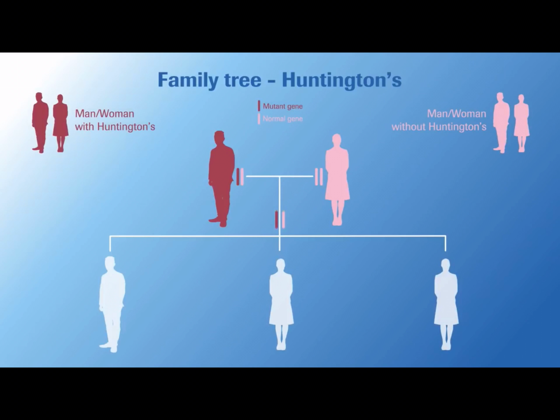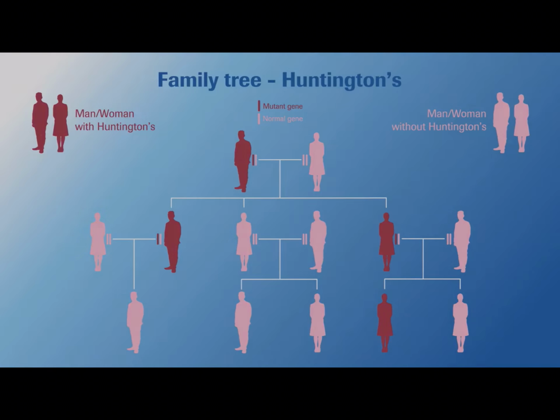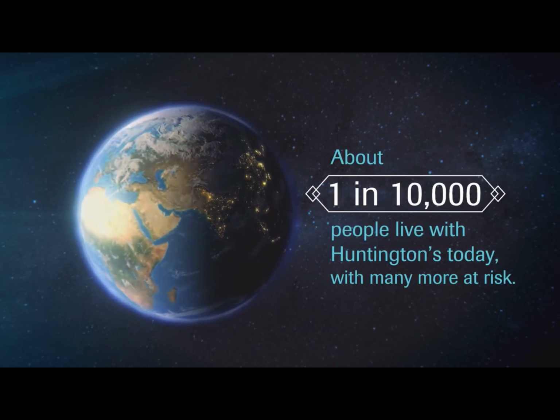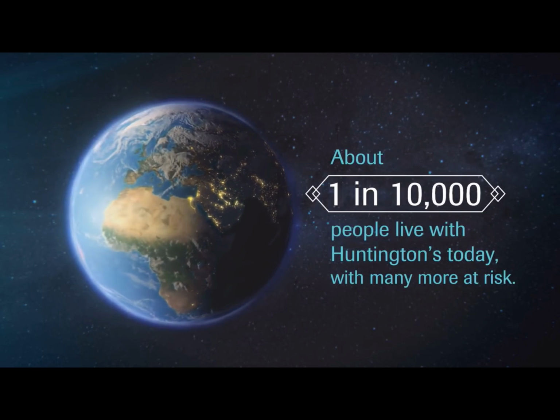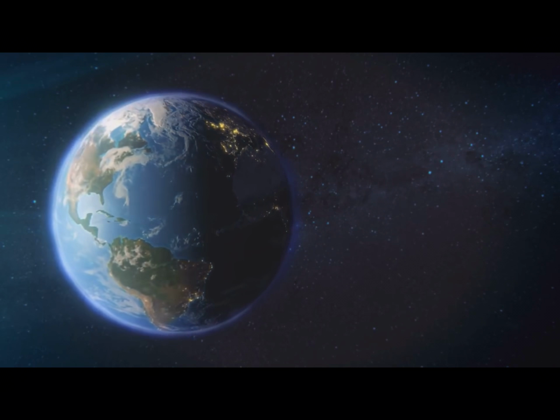Each child of a parent with Huntington's has a 50% chance of inheriting the disease, which affects men and women equally. We call this pattern of inheritance autosomal dominant. About 1 in 10,000 people live with Huntington's today, with many more at risk, including over 30 individuals within my own family.